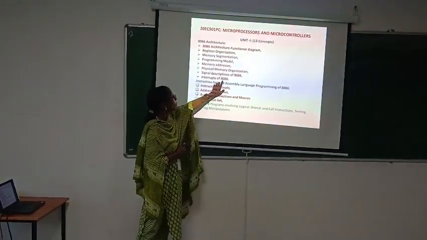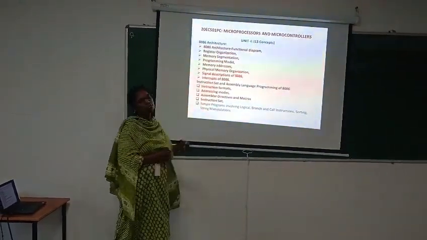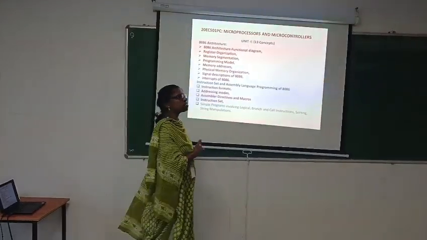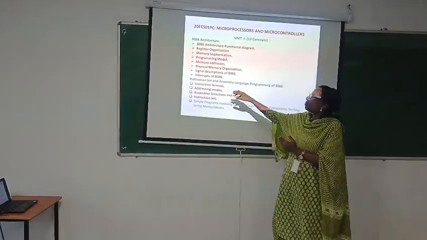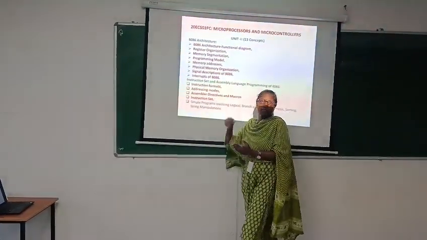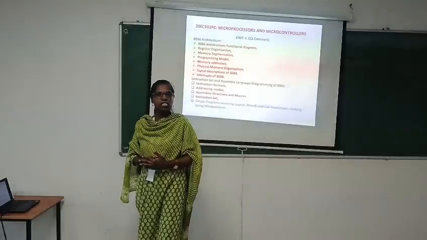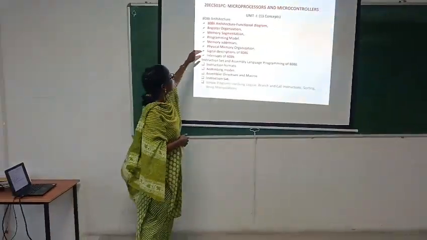Next is the interrupts of 8086. It consists of two types of interrupts. What does an interrupt mean? Suppose something is going on in the program. If we want to halt that, it can be done through interrupts. There are two types of interrupts, maskable interrupts and non-maskable interrupts, which we are going to learn in the coming session.